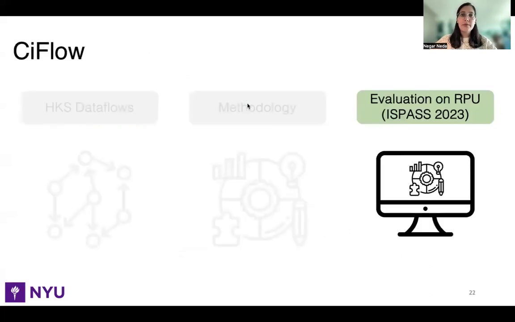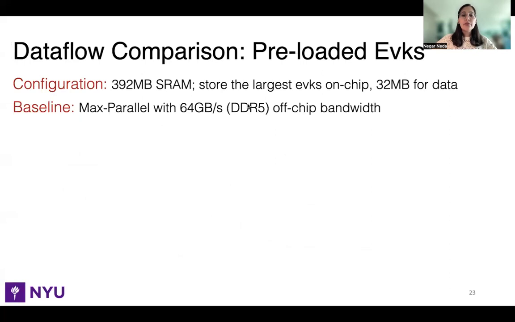Now let's evaluate all of these benchmarks using the 3 introduced data flows on RPU. Our first configuration has 392 megabytes of on-chip SRAM. 32 megabytes is dedicated for the data and the intermediate data, and the rest is enough to store the largest evaluation keys on chip. The baseline here is a max parallel implementation using 64 gigabytes per second DDR5 off-chip bandwidth, and what we want to show is that if we use output-centric, how much bandwidth we can save to get the same performance as our baseline.